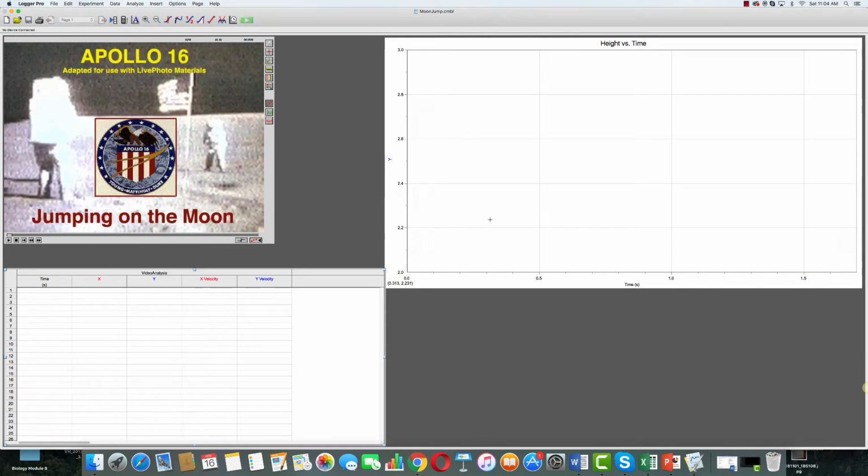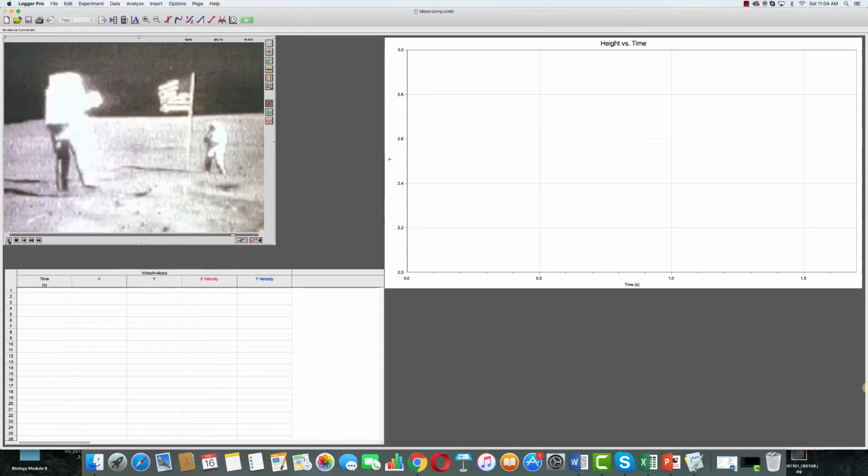Alright, in this lab entitled Moon Jump, you guys are going to be looking at some of the original footage of the Apollo 16 on the moon. So I'm just going to play that for you here by clicking on the play button. And you see that the astronaut is jumping up and down.